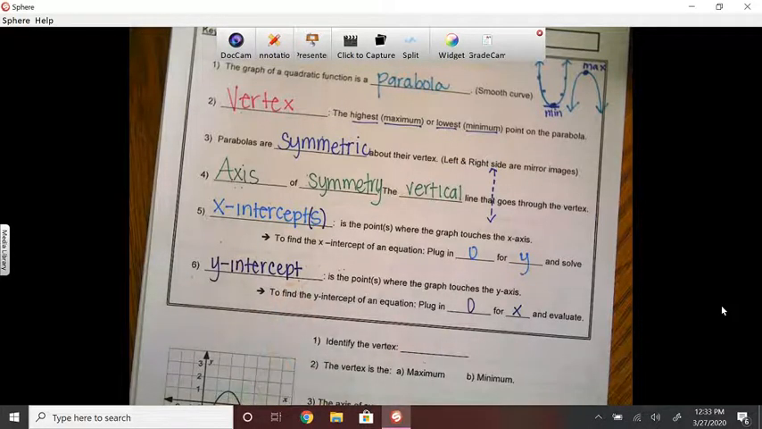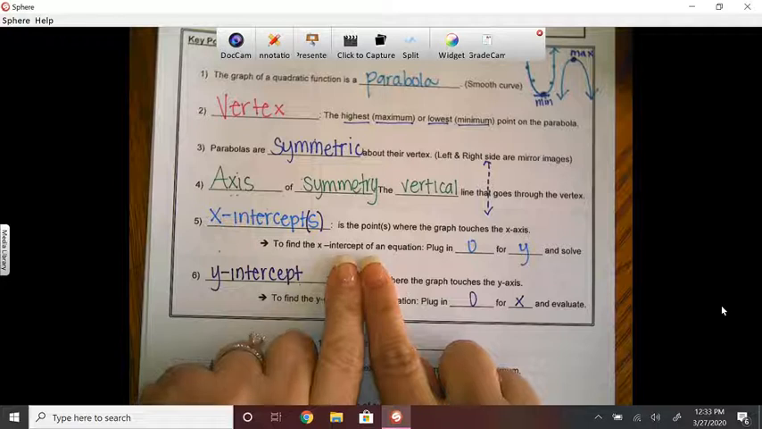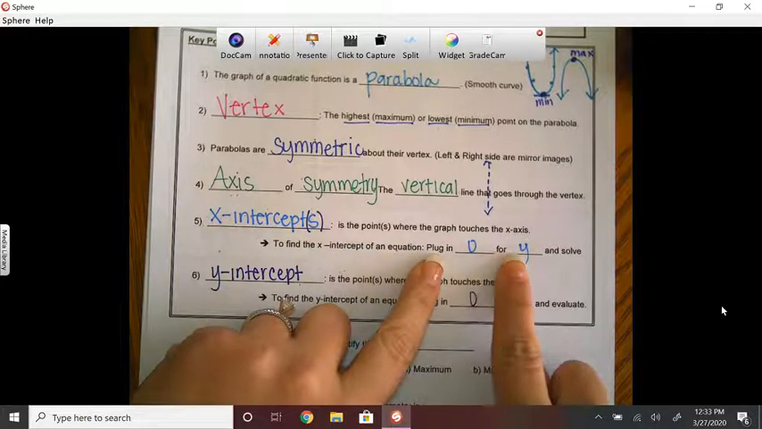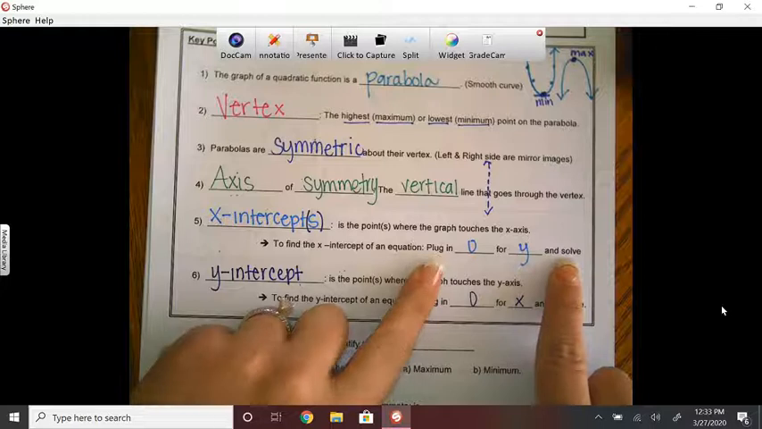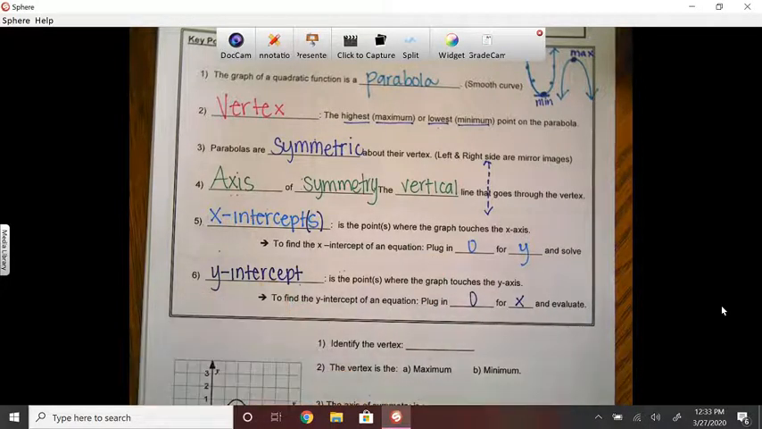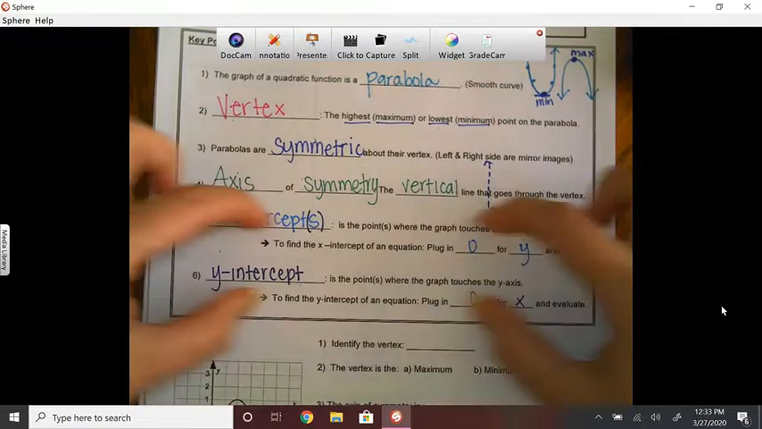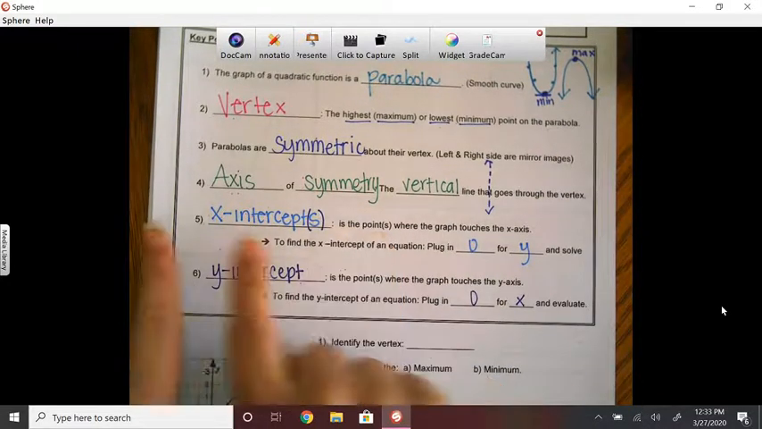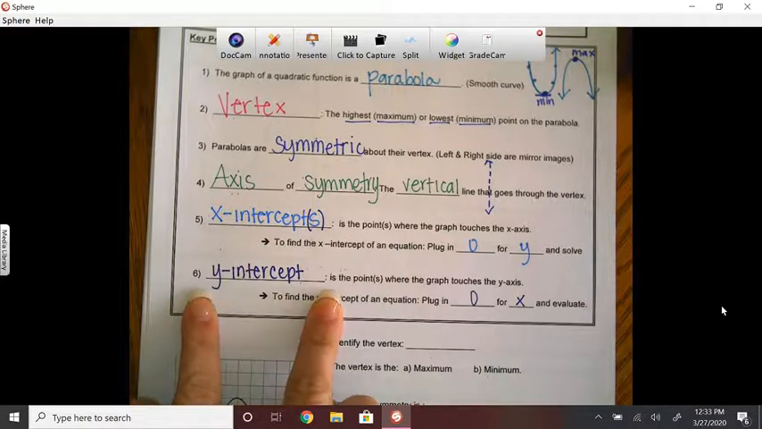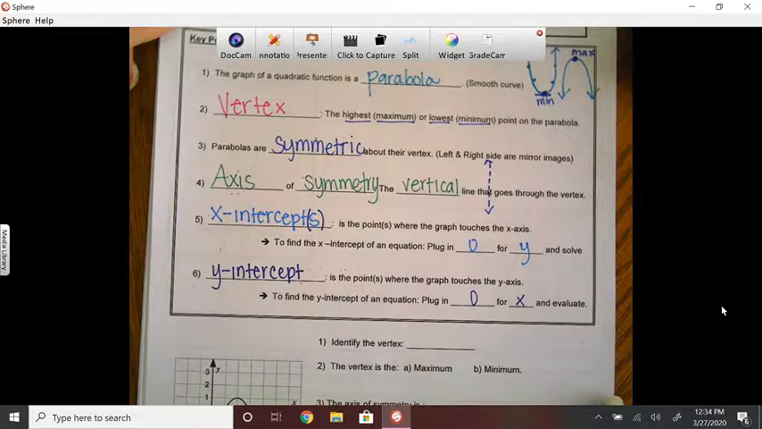To find the x-intercept, if you're given an equation, you would just plug in 0 for the y and then solve. Then the y-intercept is where the graph crosses the y-axis. To find the y-intercept, if you're given an equation and you can't just look at a graph, you would plug in 0 for the x and evaluate. Okay, so these two words apply to not just parabolas. So vocab words 5 and 6 should feel like review to you. So let's go ahead and practice these words.